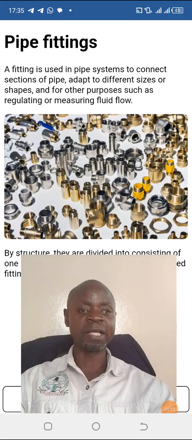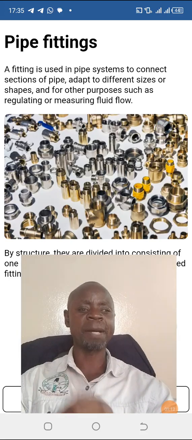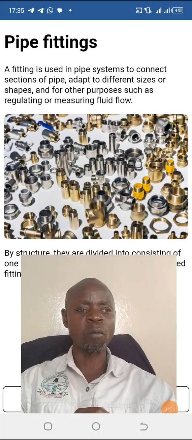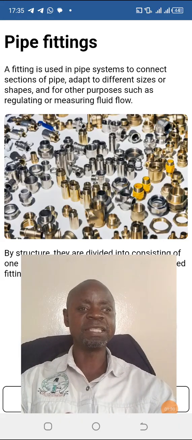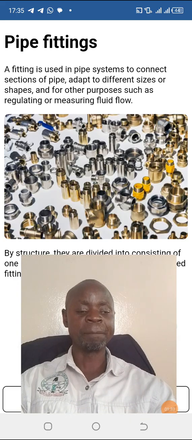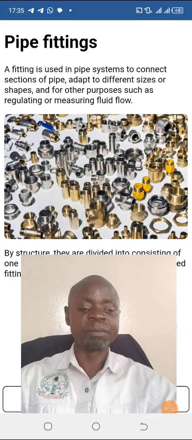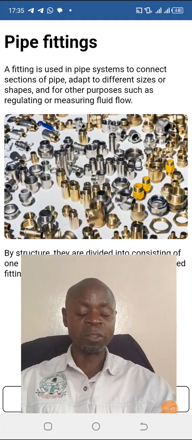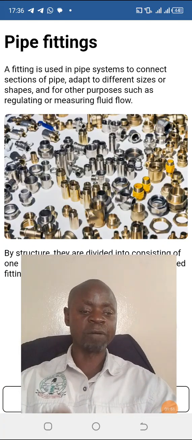That's the reason why it is saying a fitting is used in a pipe system to connect a section of pipe, adapt to different sizes or shapes, and for other purposes such as regulating or measuring fluid flow. So this is a fitting. A fitting is used in a pipe system. A pipe system is a network of pipe connections from point A to point B, and these pipes are many of the time interconnected to each other. For you to have an interconnected pipe network, we need to have a fitting.